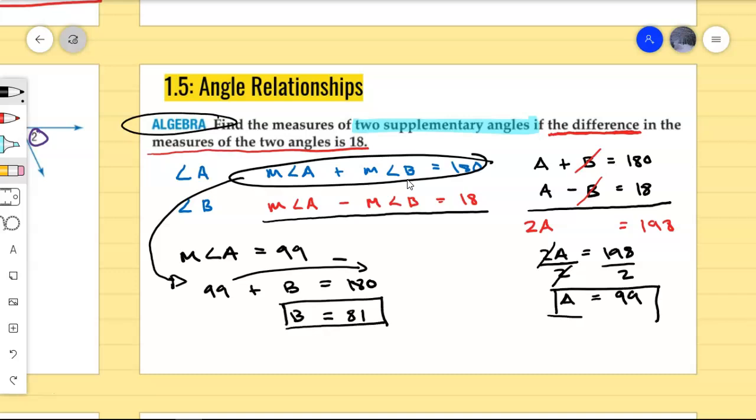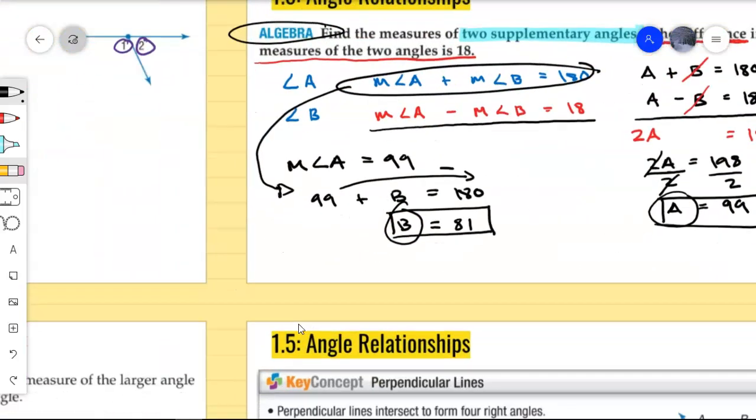The measure of angle A is 99 degrees. You may check your work. Notice that the sum of 99 and 81 is 180, so they are supplementary angles. And the difference of 99 and 81, in that order, is 99 minus 81, which gives you 18 degrees. So one of the angles is 81, the other is 99. And notice you can say it in any order that you want. We don't need to know whether you call them A or B. We just wanted the measures of those two angles. So they're 81 and 99, or 99 and 81. Your call, but we're basically done with that particular part.